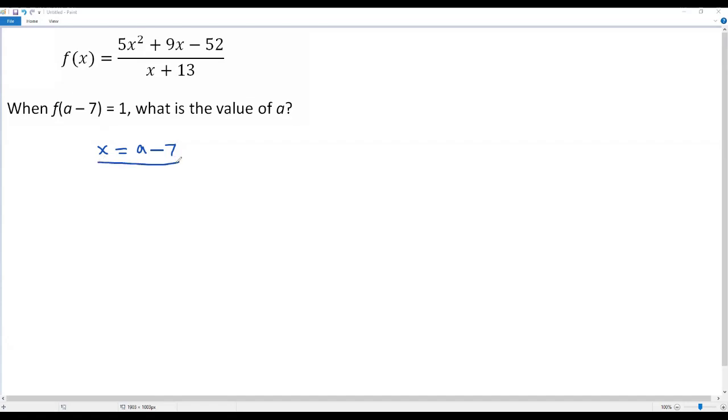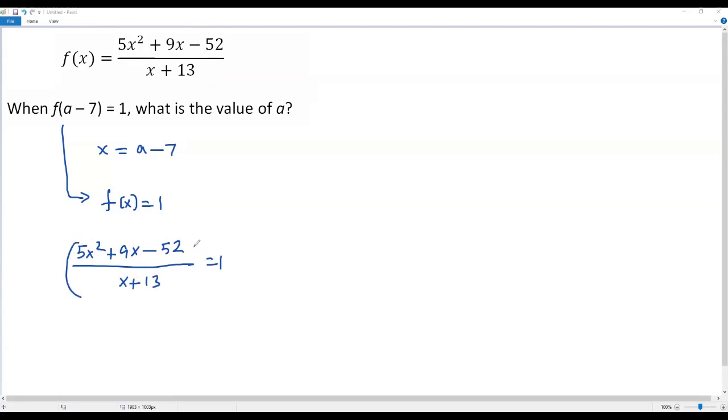Since x equals a minus 7, we can plug in x, and the equation becomes f of x equals 1. I plugged in x for a minus 7. We already know f of x is given here: 5x squared plus 9x minus 52 divided by x plus 13. We plug that in for f of x. Then I'm getting 5x squared plus 9x minus 52 divided by x plus 13 equals 1.